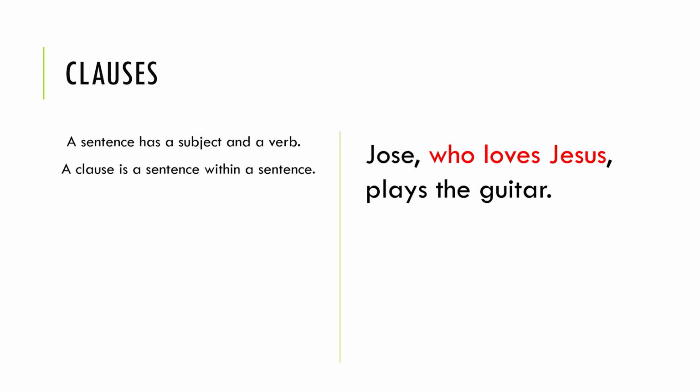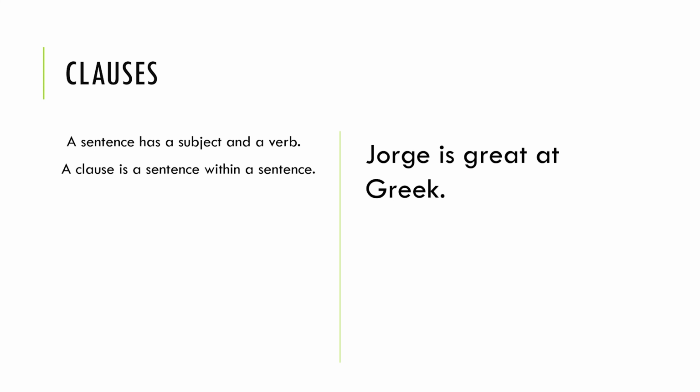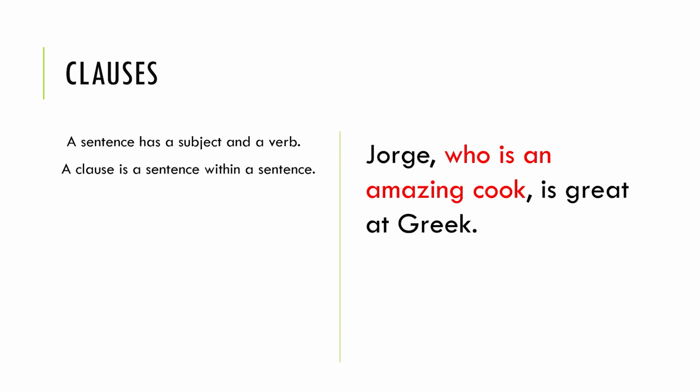Let's get another example. We say, George is great at Greek. All right, we can throw in another sentence within there. We just need a relative pronoun, and we're going to substitute George with a relative pronoun, who, and we'll say who is an amazing cook. So George, who is an amazing cook, is great at Greek.